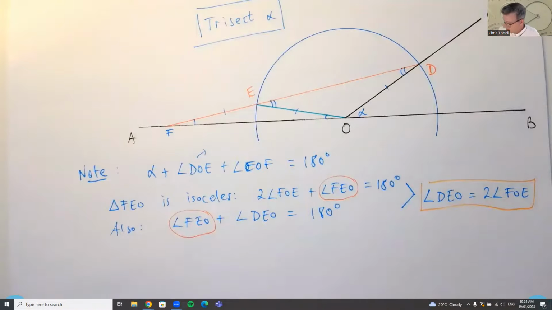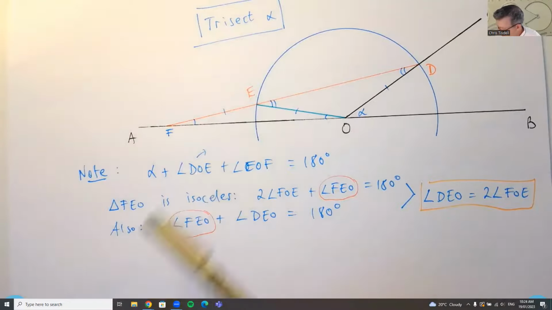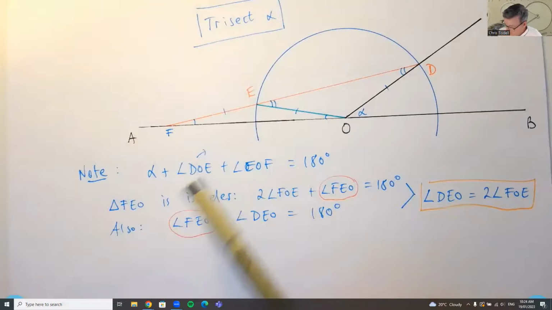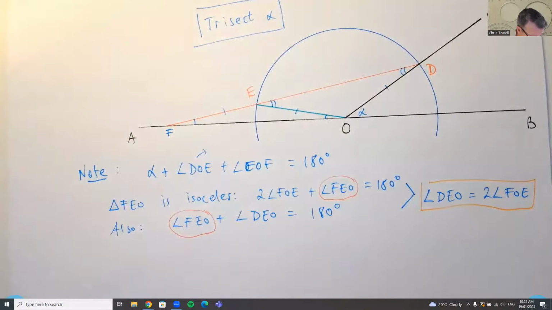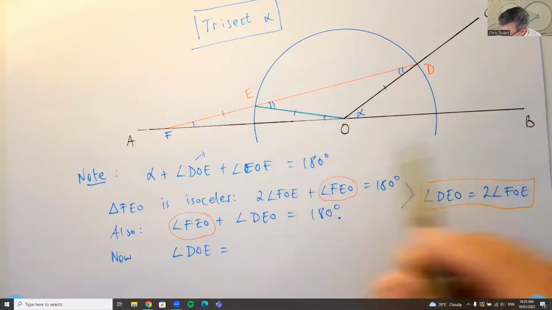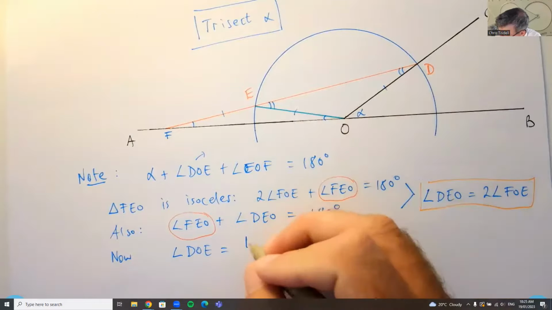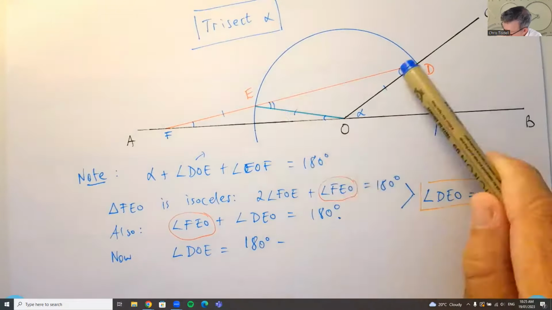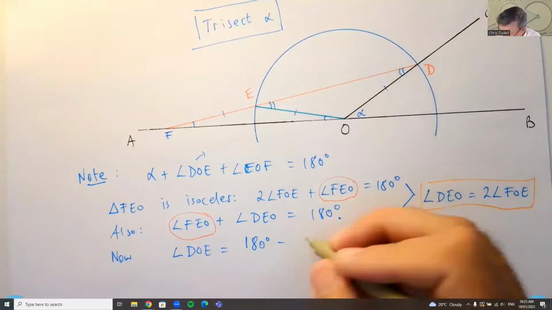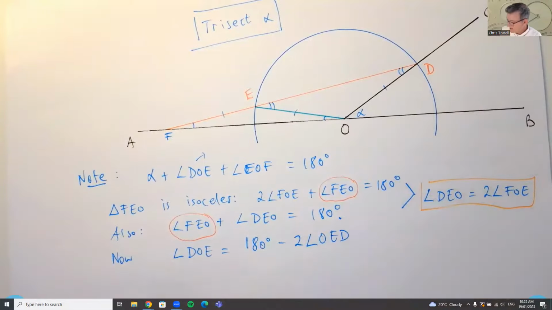Okay. So you can see now that we've actually expressed this angle. Oh no, we haven't done that yet. We've still got a little bit more to go. So, oh yes, so we've got the triangle here. So this angle here is going to be 180 degrees minus 2 times these angles, right? So 2 times angle OED. Okay, so that's just from the sum of the angles of a triangle.